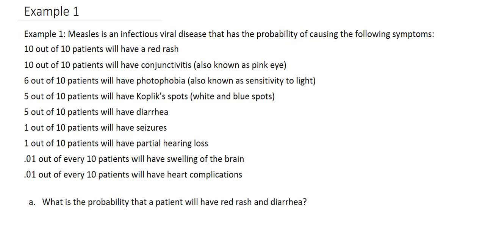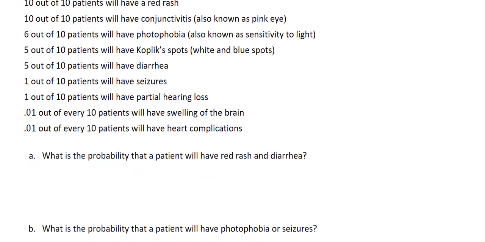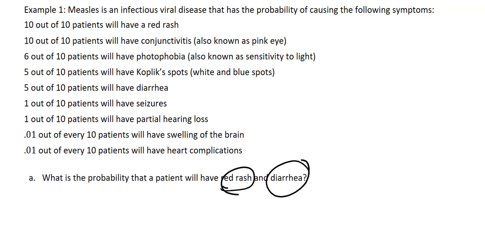So example 1, measles is an infectious viral disease that has the probability of causing the following symptoms. Right, so we have 10 out of 10 patients will have a red rash, and so we can go on and read all of these. But let's jump to actually part A. So what they're asking is, what is the probability that a patient will have a red rash and diarrhea? So let's go ahead and look for those probabilities.